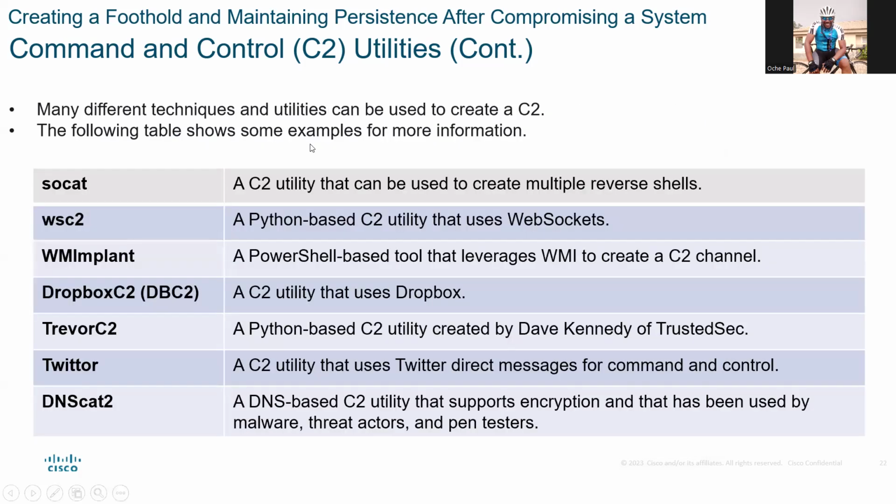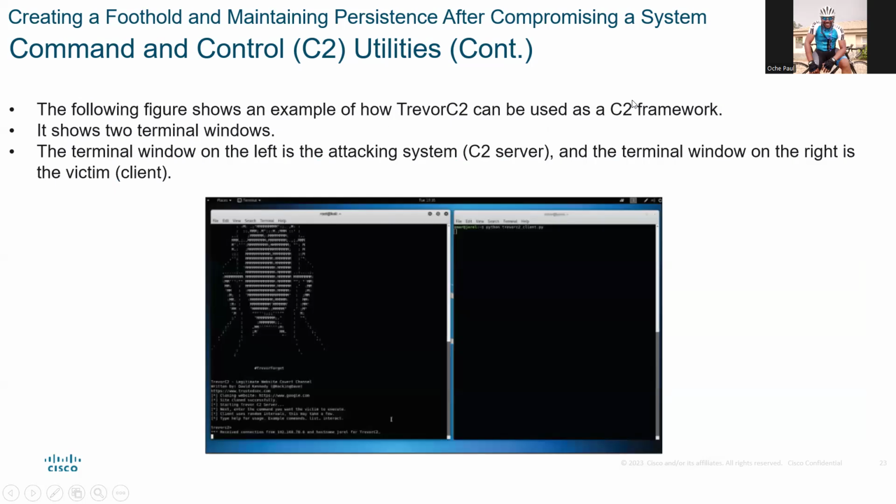So these are commands that can be used. Many different techniques and utilities can be used to create a command and control or C2 attack. The following table shows some examples for some information. There's SOCAT and the rest of them, right? So when you get to this part of the video, you can go ahead and click on it.